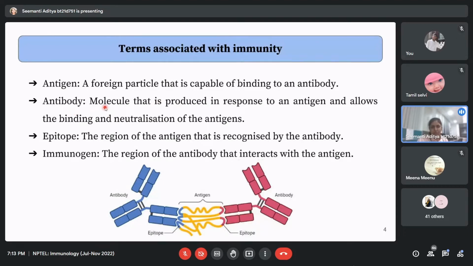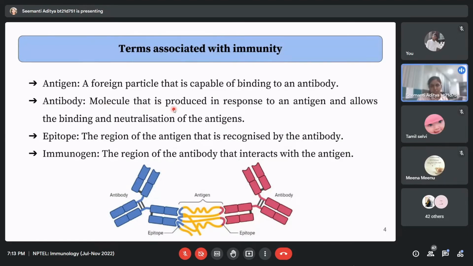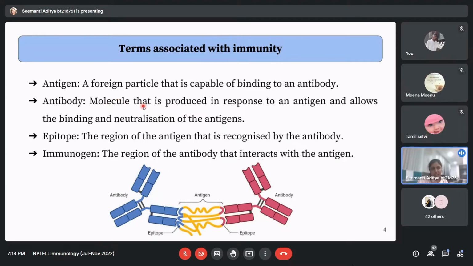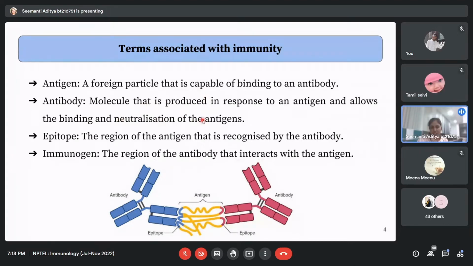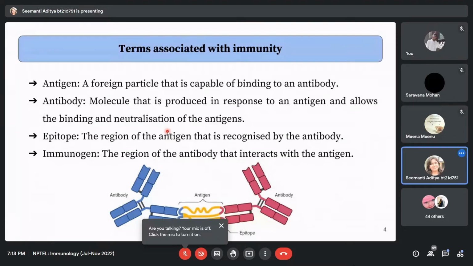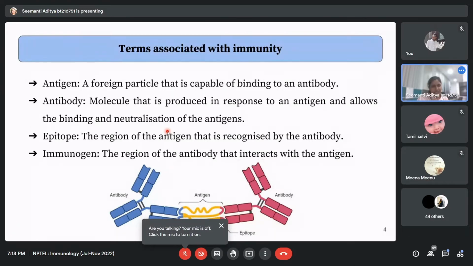Whereas an antibody is a protein molecule that is produced inside our body. So an antigen is a foreign particle, and an antibody is a molecule produced inside our body in response to the antigen or the foreign pathogen, and it allows the binding and neutralization of antigens. So antigen-antibody interaction is essential for eliminating the pathogens, neutralizing the antigens, and basically not allowing the disease to take place.